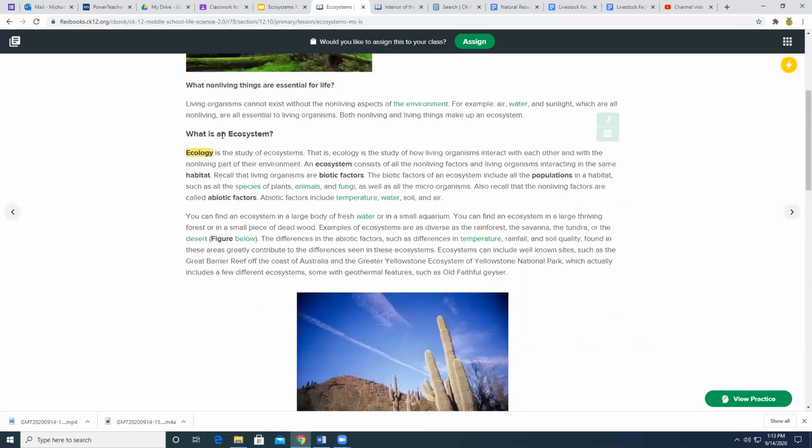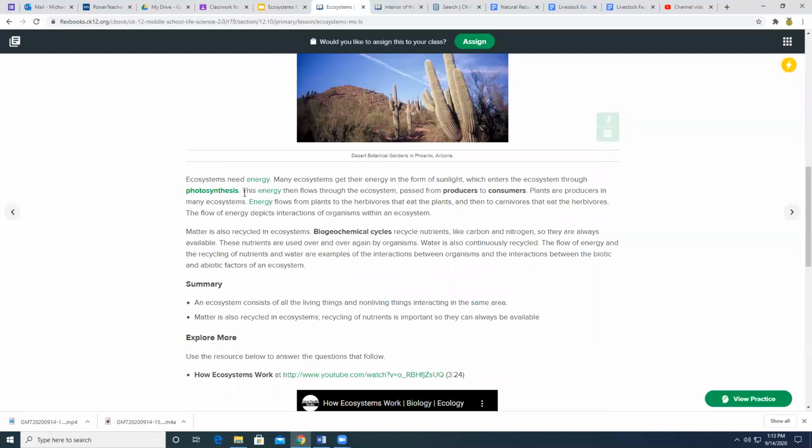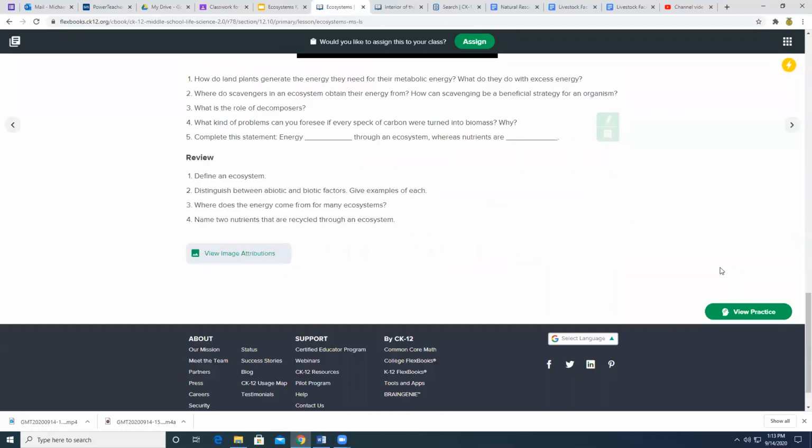So these are the words that we need you to define. I'm going to run through them right now really fast, and then you can come back to this page or you can rewind the video if you need to. So the words that you need are ecology, ecosystem, habitat, biotic factors, populations, abiotic factors, photosynthesis, you'll see that that's bolded even though it's green, producers, consumers, and biogeochemical cycles. That's all from this assignment.